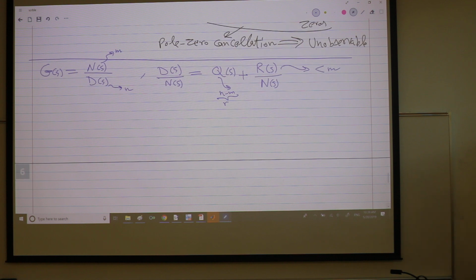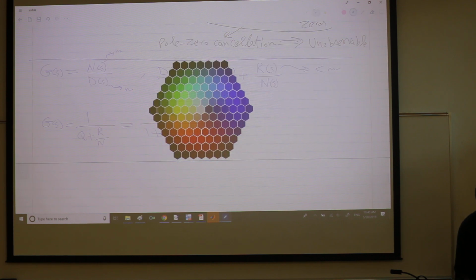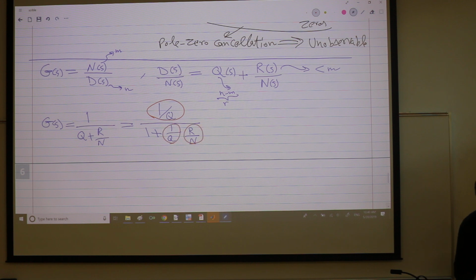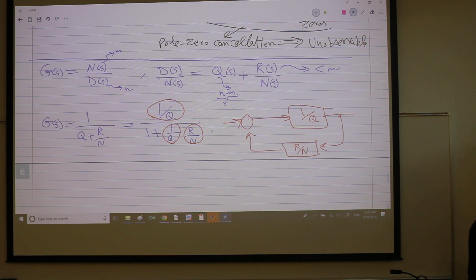So actually I can write down my transfer function as 1 over d divided by n, so 1 over q plus r over n. So it is 1 over q divided by 1 plus, in the favorable form of g divided by 1 plus gh, right? So we have a plant, now we have the feedback h, and here goes 1 over q, here goes r over n. Do you agree that this is exactly equivalent to this block diagram, where this is y, u between the input and output? I'm going to call this error, E, and this W.